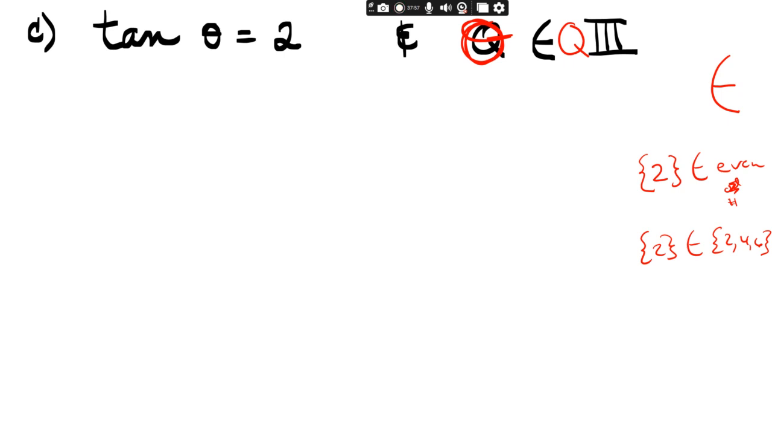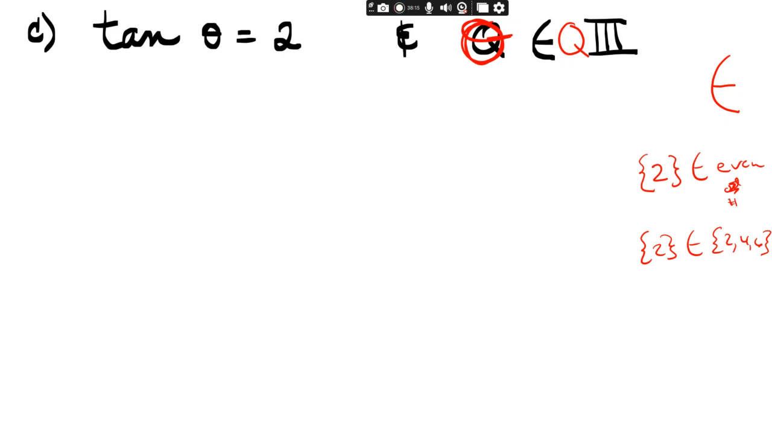Messed up on a slide? What? That's crazy. Okay, tangent theta is equal to 2, you guys, and theta is an element in quadrant 3. I had my first mistake ever in mathematics right there.